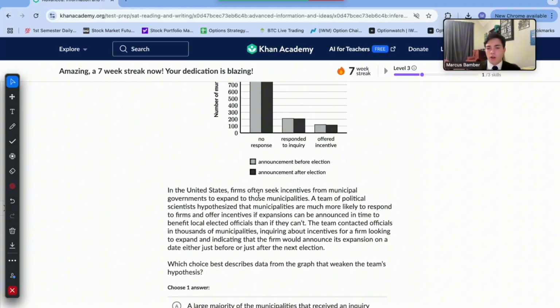In the United States, firms often seek incentives from municipal governments to expand to those municipalities. A team of political scientists hypothesized that municipalities are much more likely to respond to firms and offer incentives if expansions can be announced in time to benefit local elected officials than if they can't. It's not really proven correct because we can see there's no difference before and after the election. The team contacted officials in thousands of municipalities inquiring about incentives for a firm looking to expand and indicating that the firm would announce its expansion on a day either just before or after the next election.